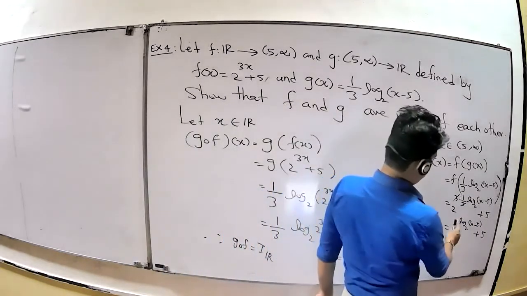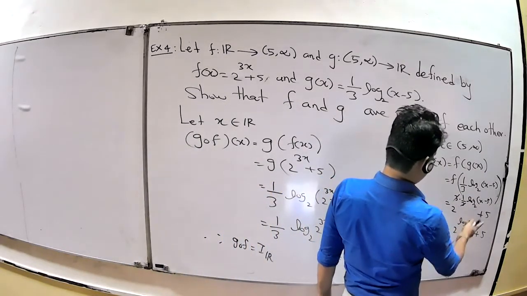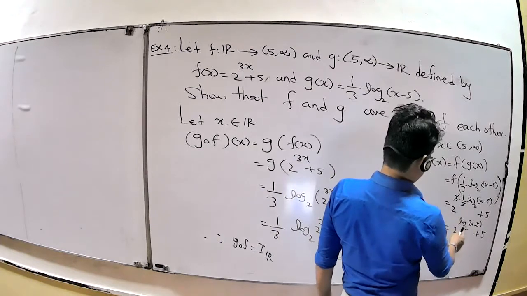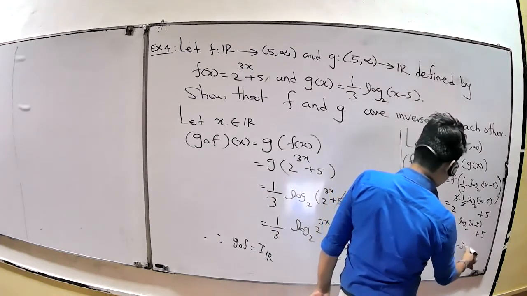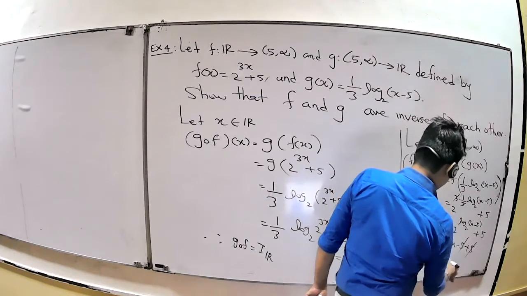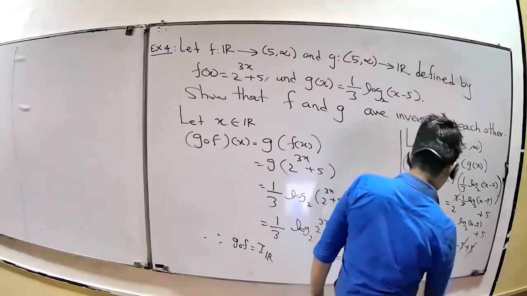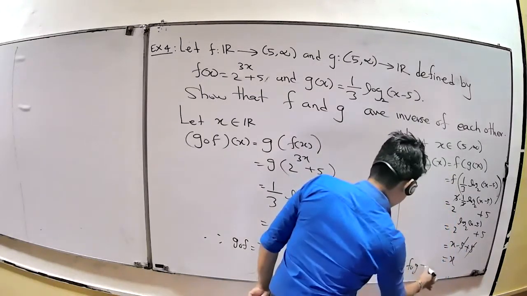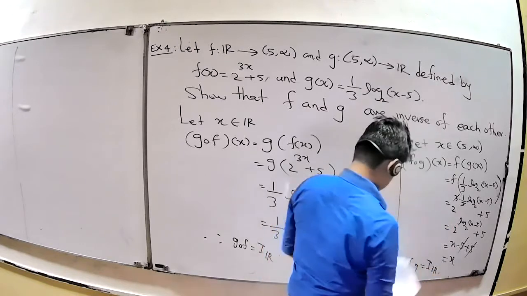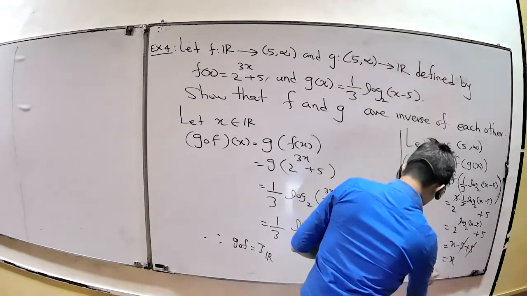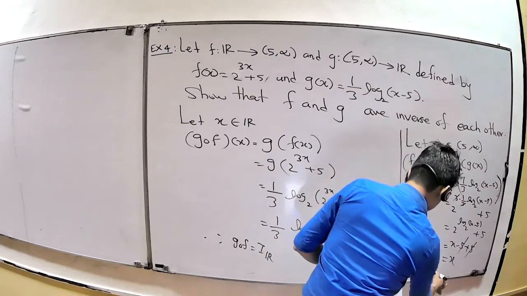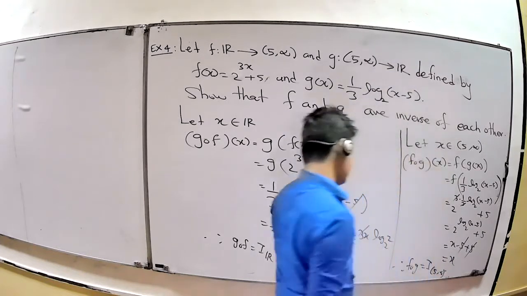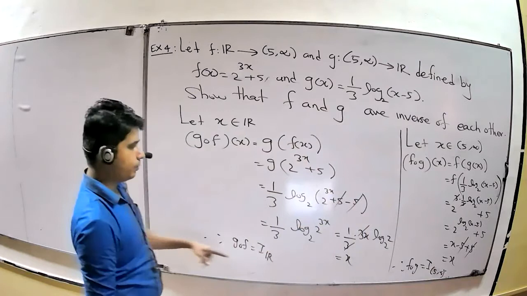Suppose e power ln(x − 5) means x − 5. Like that, 2 power log base 2 of (x − 5) means the value is x − 5 plus 5. The 5 cancels, and you get x. Here also, therefore, the f composition is I on the reals, and I on (5, infinity). For these cases we get the identity mapping.